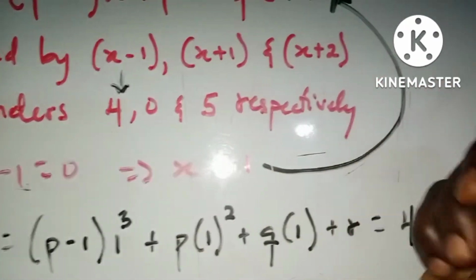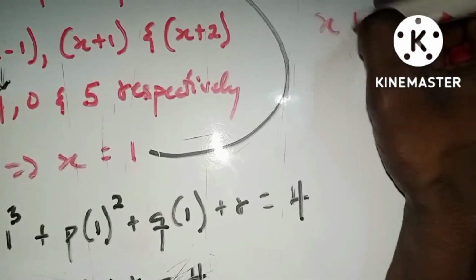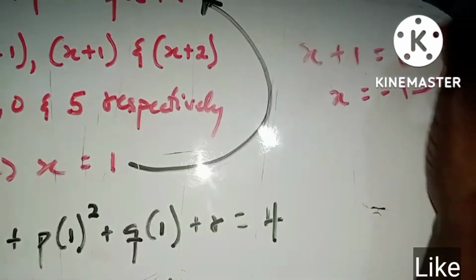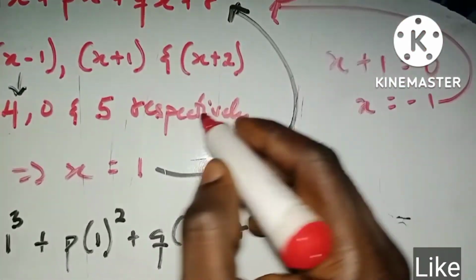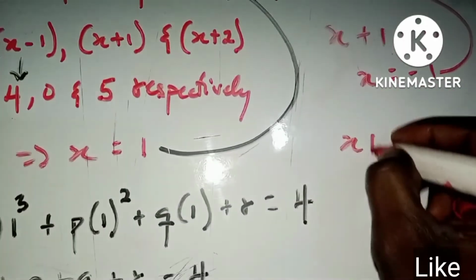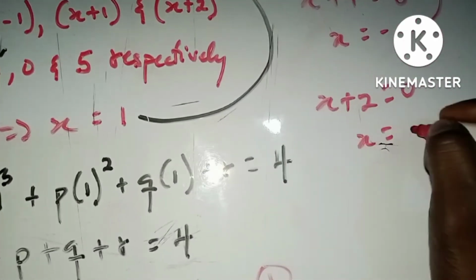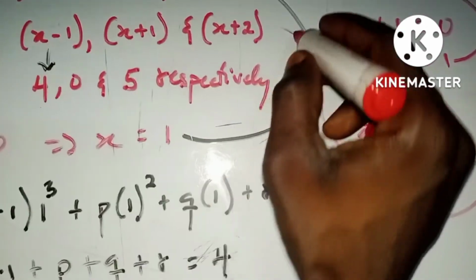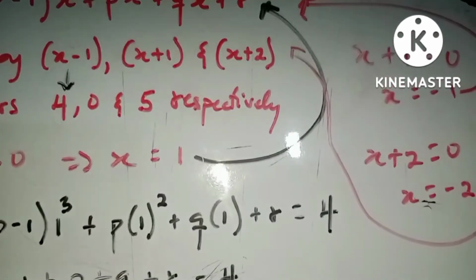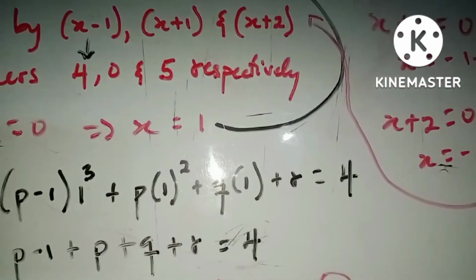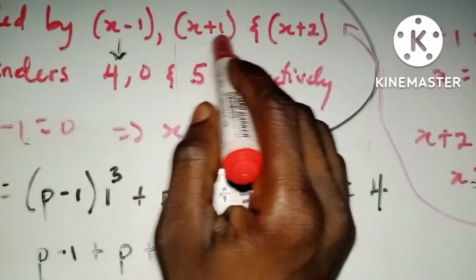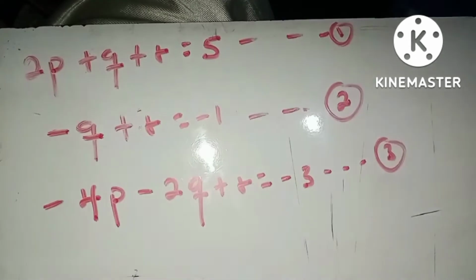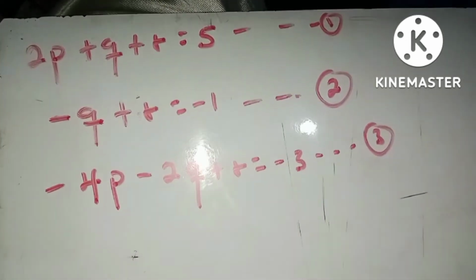So here we are going to solve for x plus 1 equal to 0, meaning that our x is negative 1. So we take this negative 1 into the function, as well as x plus 2 equal to 0, meaning that our x is equal to negative 2, and then you plug this negative 2 into the function and see the equation that we get. So here are all the rest of the equations after plugging in these values respectively. Here are the three equations that I had.